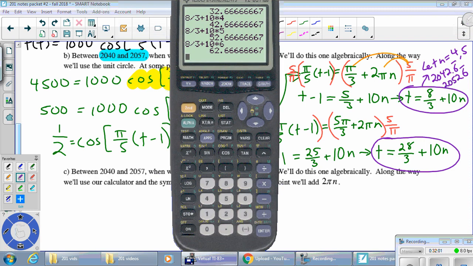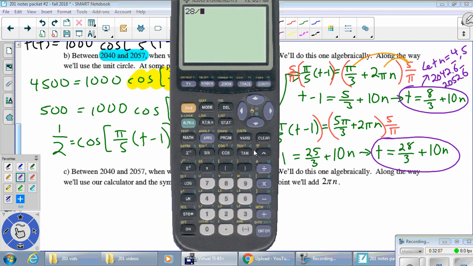And then the same deal for the second one. Might be the same n's that work, might be different n's that work. We just have to play. So we get 28 divided by 3 plus 10 times n. So let's see if we can do 10 times 4. Let's see if that works, because 4 worked before. Oh, great. This gives us 2049.